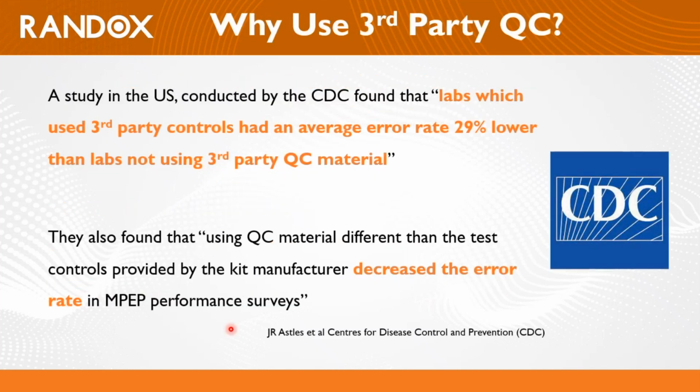Now, a study conducted in the US by the CDC, the Center for Disease Control, said that labs which used third-party controls had an average error rate 29% lower than the labs not using third-party controls. They also found that using QC material different from the test controls provided by the kit manufacturer decreased the error rate in MPEP performance surveys.